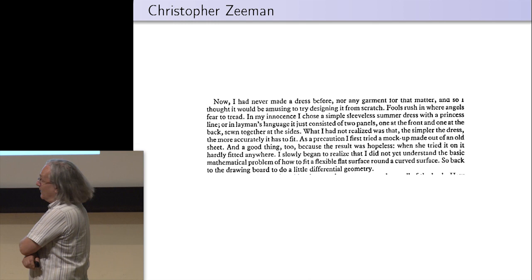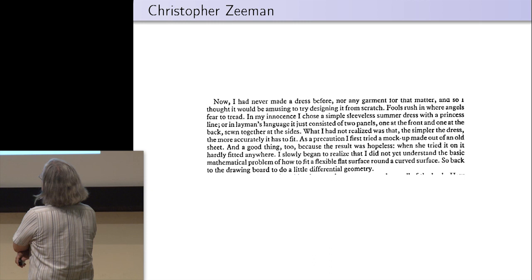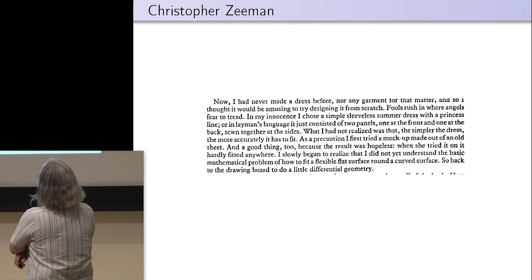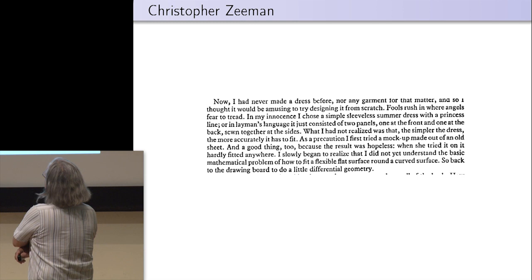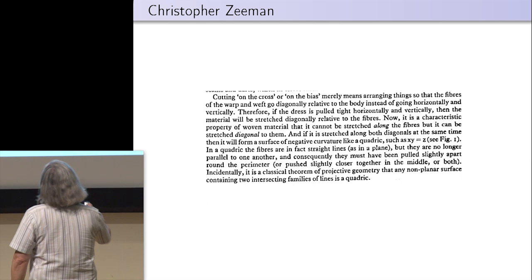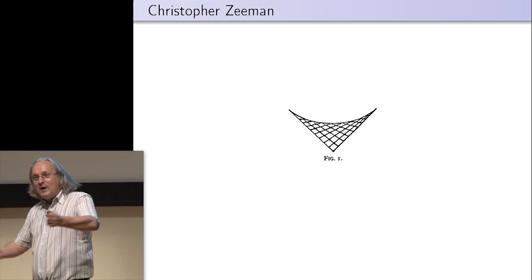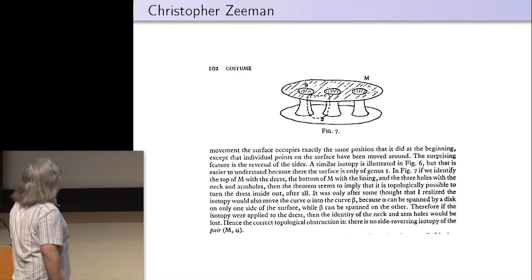I slowly began to realize that I did not yet understand the basic mathematical problem of how to fit a flexible flat surface around a curved surface. So back to the drawing board to do a little differential geometry. And then he wrote a paper. I will not read the paper, but he explains the basics of differential geometry of warp and weft and how you deform the cloth, et cetera, et cetera. And then, you know, this is a typical picture from topology. So I wonder what his wife was thinking of that.